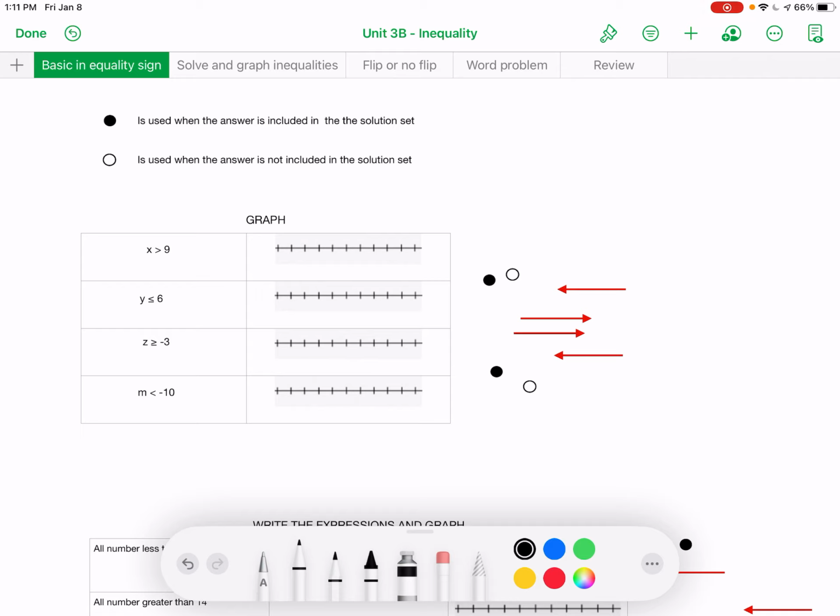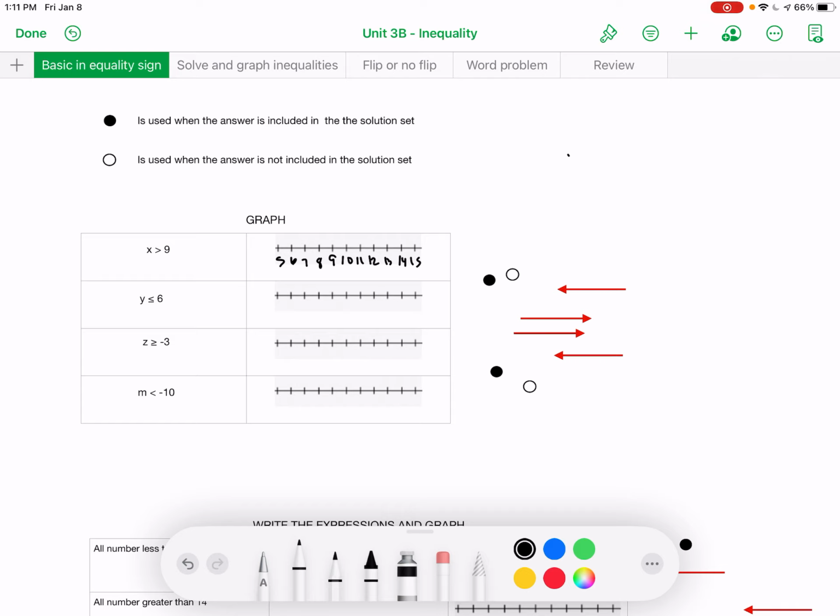X is greater than 9. So if I'm going to put 9 on here, oh, but X is going to be greater than 9, so I'm going to put 9 in the middle: 9, 10, 11, 12, 13, 14, 15. Okay, X is greater than 9.